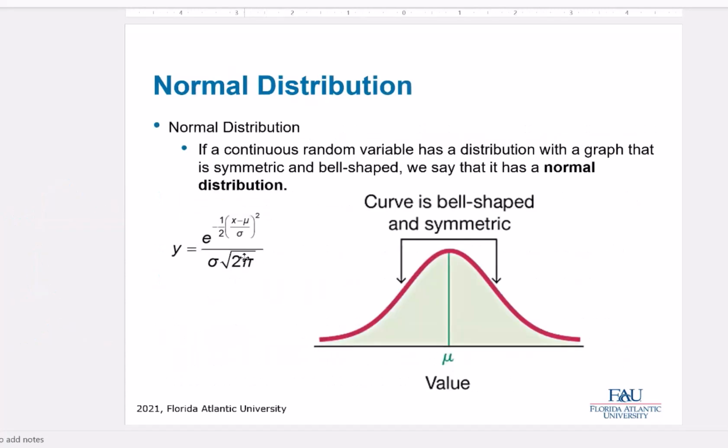You don't really have to worry about this. You won't be using it, but that's the equation for this curve. Normal distribution: if a continuous random variable has a distribution with a graph that is symmetric and bell-shaped, we say that it has a normal distribution.